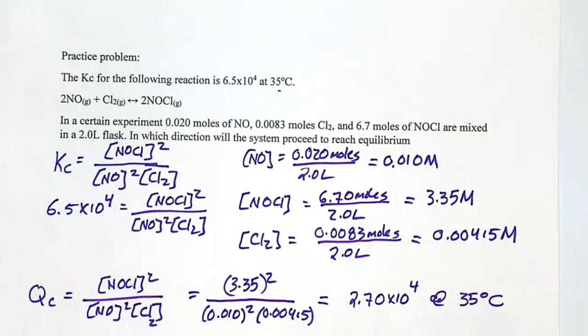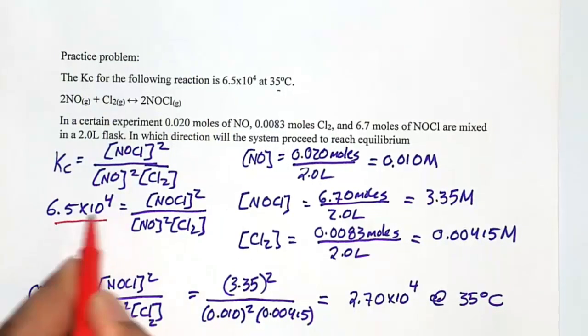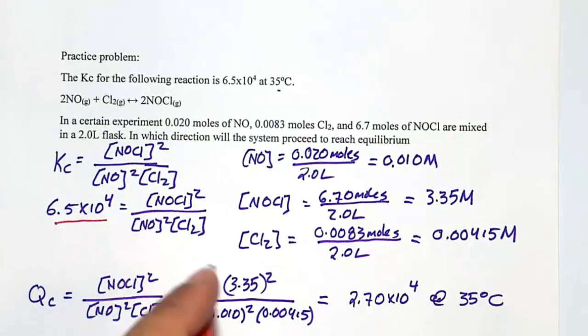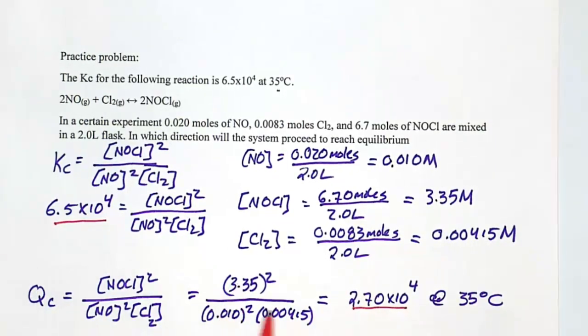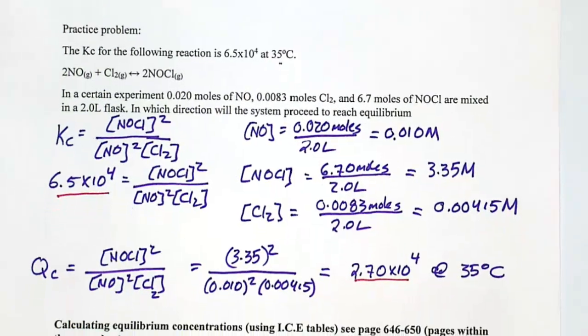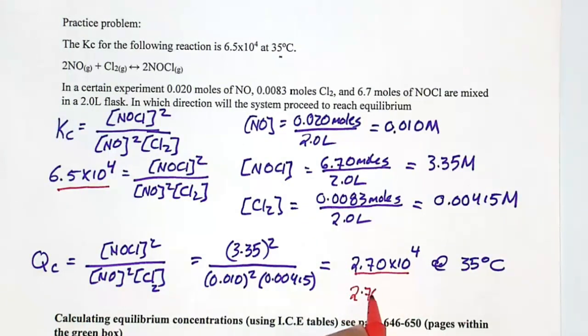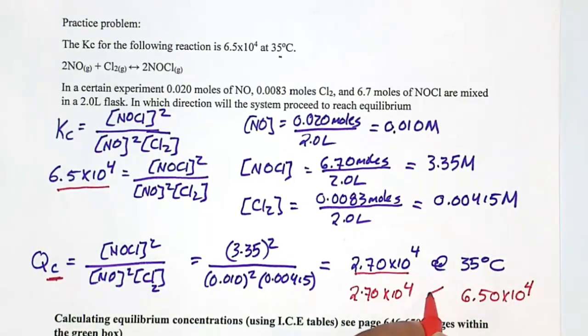Let's compare Kc, the actual equilibrium constant, with these concentrations, to see if they are at equilibrium or not. The alligator clause requires us to put Q first. So I'm going to put 2.70 times 10 to the fourth, Qc because of the concentrations, and then the actual Kc, 6.50 times 10 to the fourth. That Kc is greater than Qc, and this reaction, according to the alligator jaws, points towards the product side.